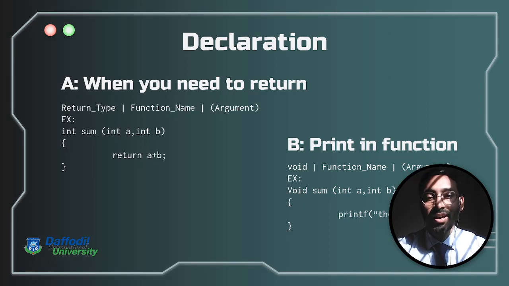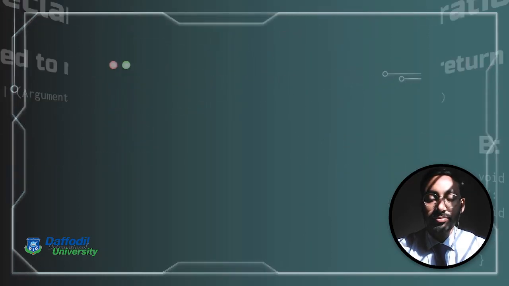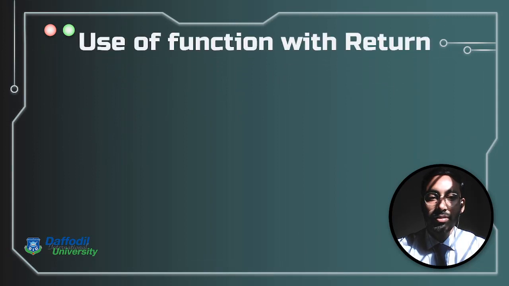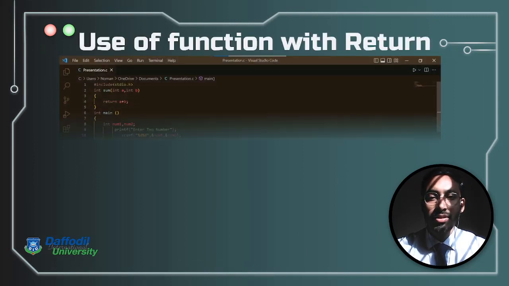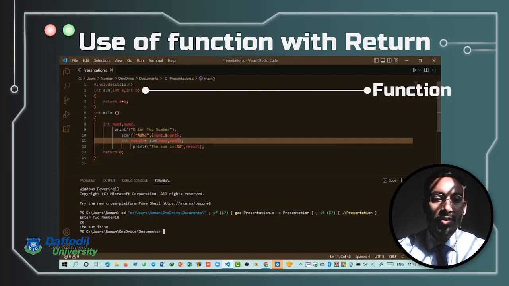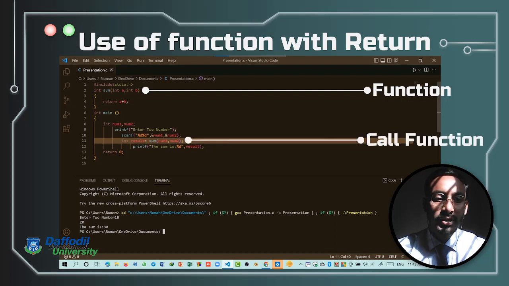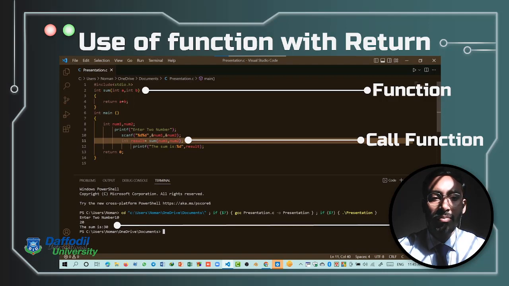So let's check an example. Use of function with return type. You can see here the function, and you can see here the call function, and this is my output. Basically I am adding two numbers, which the user can provide, and my program adds those numbers and shows that. So what I do here, you can clearly see this.